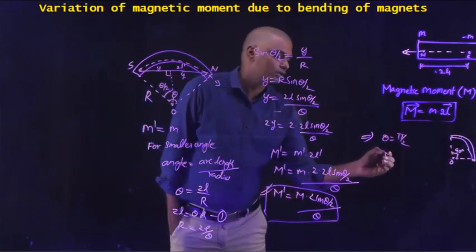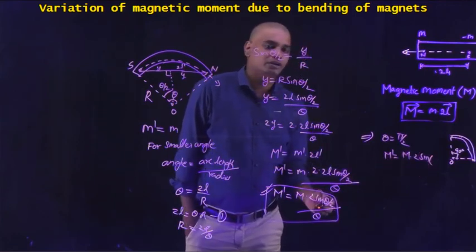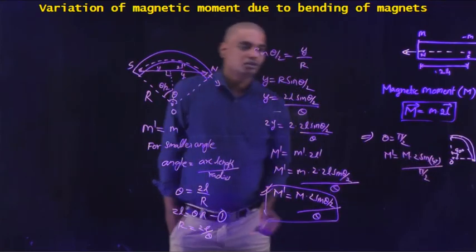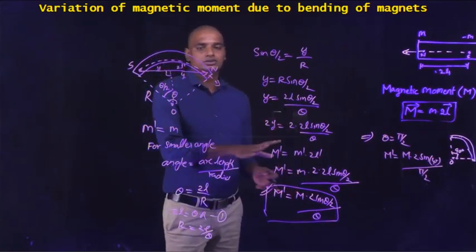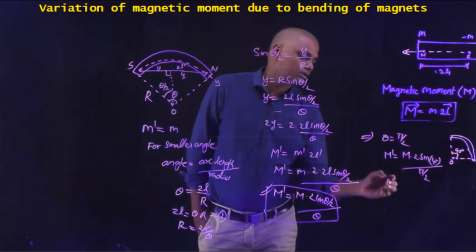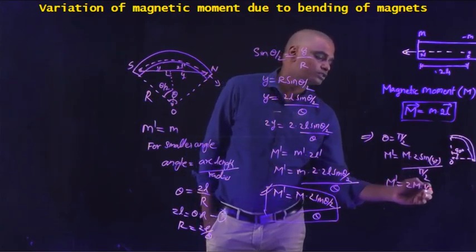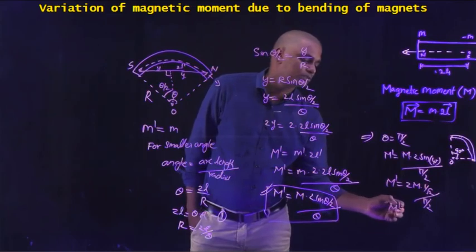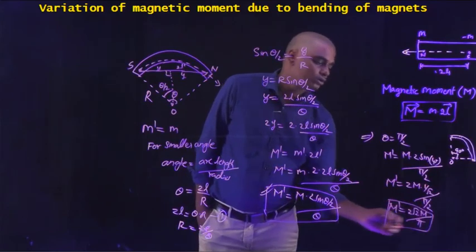Substituting the values here, M dash is equal to M into 2 into sine theta by 2, sine pi by 2 by 2, that is sine 45, divided by theta, which is pi by 2. In place of theta, we need to substitute the value of theta in radians, not in degrees. So pi by 2. Therefore, M dash is equal to 2 into capital M sine 45, which is 1 by root 2, divided by pi by 2, which simplifies to 2 root 2 M by pi. M dash is equal to 2 root 2 M by pi.